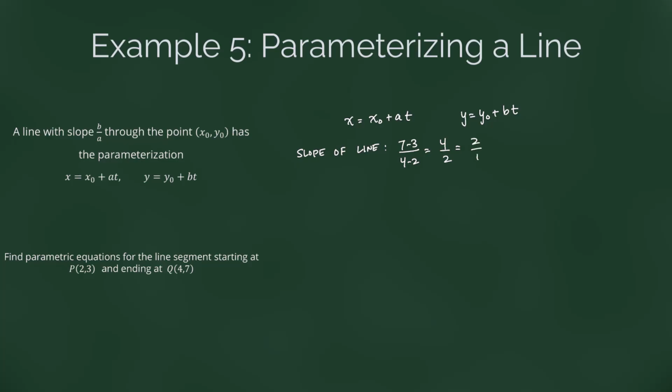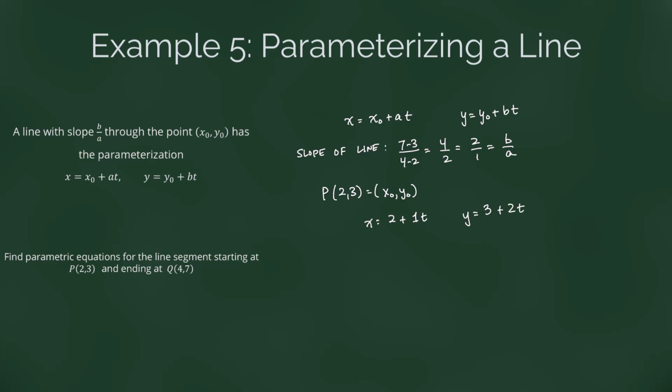It turns out that the parameterization is not actually unique as long as we're using some multiple of the slope. Let's use the point P, which is 2, 3, as our x naught, y naught. So that's going to tell us that x is then 2 plus 1 times t, because remember a comes from the denominator of the slope. The slope is of the form b over a, and that means that y is going to be 3 plus 2 times t.